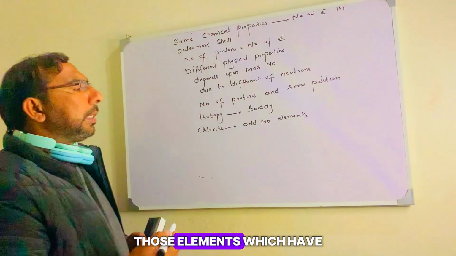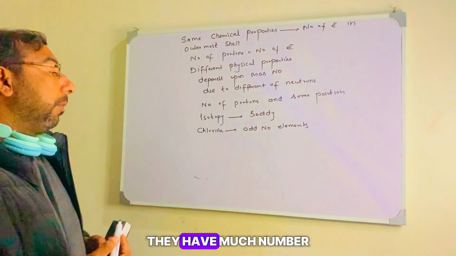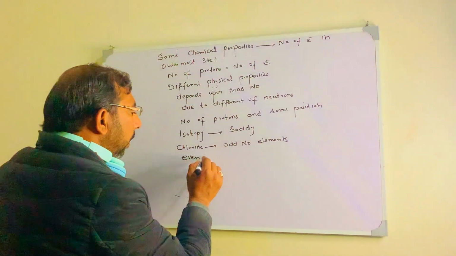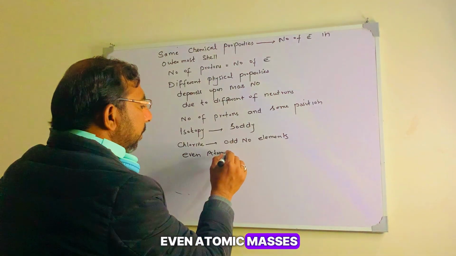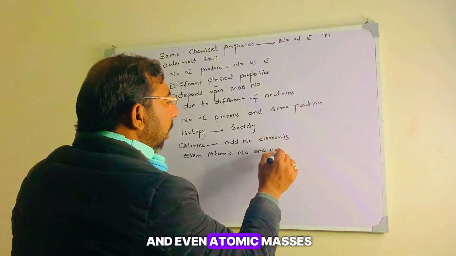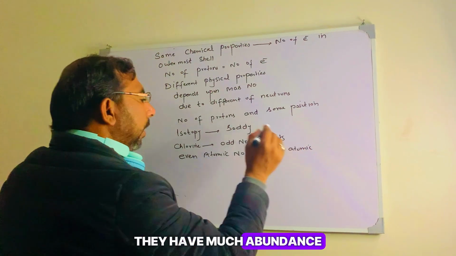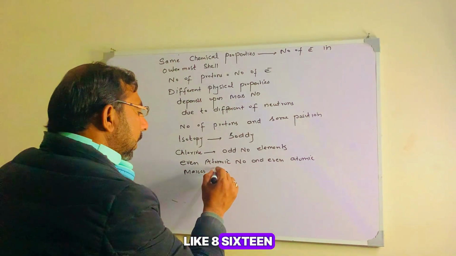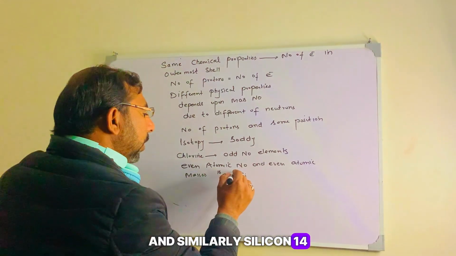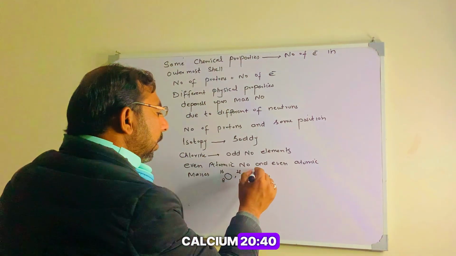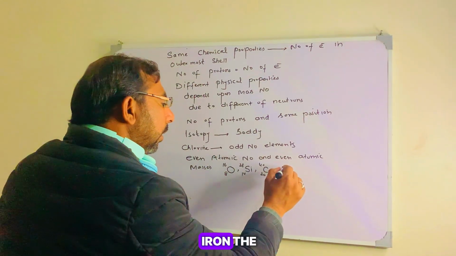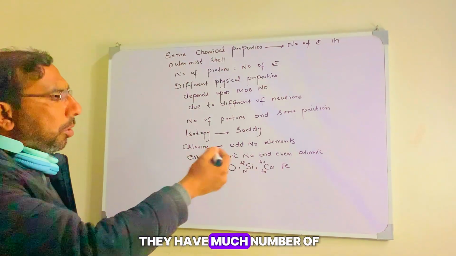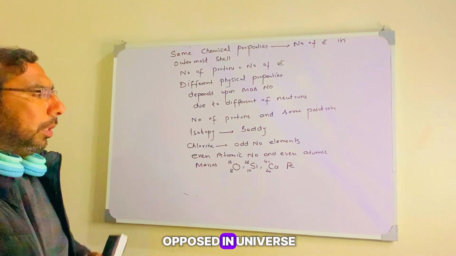And similarly, those elements which have an even atomic number have a greater number of isotopes, particularly those elements which have an even atomic number and even atomic mass. They have much more abundance of isotopes. Like in our example, oxygen 16, similarly silicon 14, 28, similarly calcium 20, 40, and so on, like iron. These elements have an even atomic number and even atomic masses. They have much abundance of isotopes in the universe.